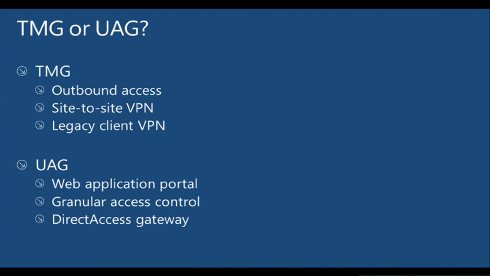Also, with regards to the DirectAccess gateway, if you're using DirectAccess in any fashion or form, UAG is the solution. TMG has absolutely nothing to do with DirectAccess. TMG has the ability basically to just bypass IPv6 traffic, and that's about the extent of it. But other than that, if you're talking about DirectAccess, UAG is the solution of choice there.